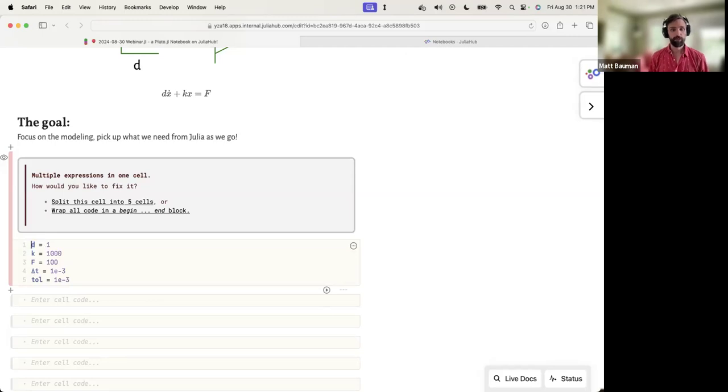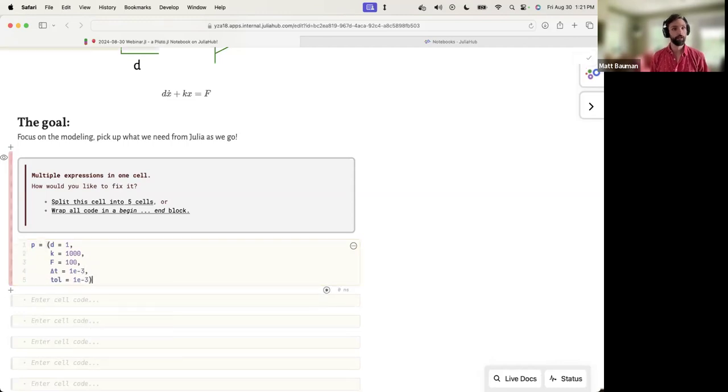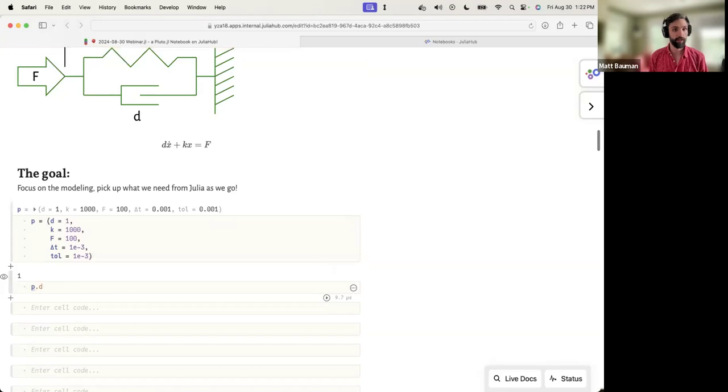So instead of defining them, let's gather them all together into a data type that will keep them together. This is going to be our data type, and we'll call it P. This gives me a collection of all of these things, and I can look in and see, like, P dot D is our damping coefficient.